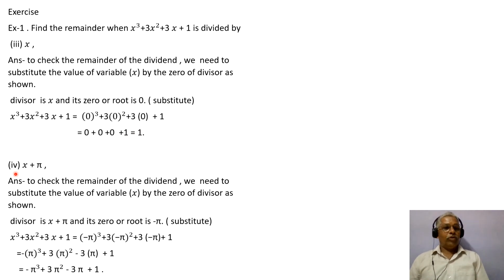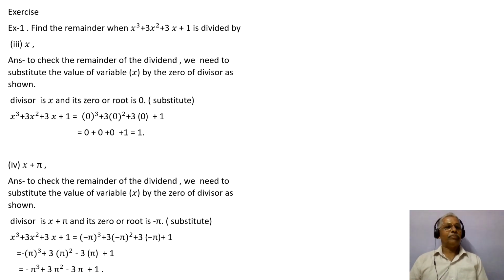Very simple. Now the fourth one, x plus pi, this is the divisor. To check the remainder of the dividend, we need to substitute the value of variable x by the zero of the divisor. The divisor is x plus pi and its zero is minus pi. Substitute, so minus pi cube plus 3 into minus pi square plus 3 into minus pi plus 1. So this is minus pi cube plus 3 pi square minus 3 pi plus 1. The whole thing is the remainder.